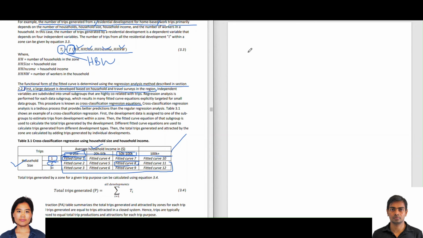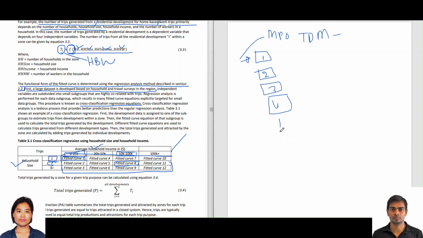these fitted curves are then applied onto the MPO travel demand model. The way it works is there are a set of zones. Let's say around 2000 zones in an MPO model. Usually it is higher than 2000, but let's say this is my zone number 1, zone number 2, zone number 3, zone number 4, and so on. It goes up to, let's say, 5000 zones in my model. I'm just picking this number to show how many zones there are in a typical model. It is more than 1000 typically.